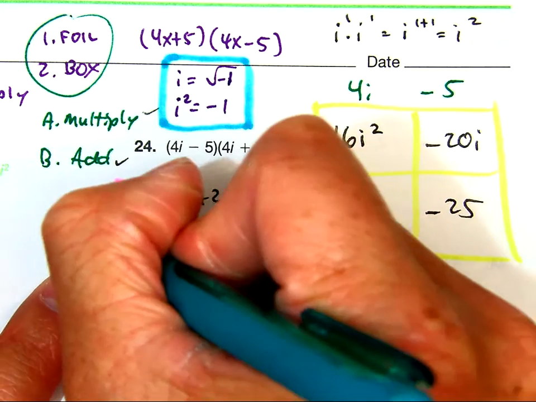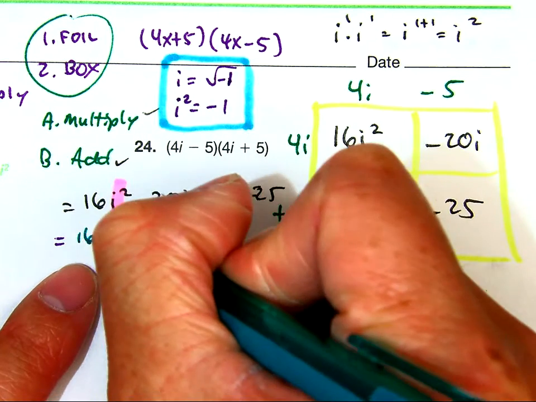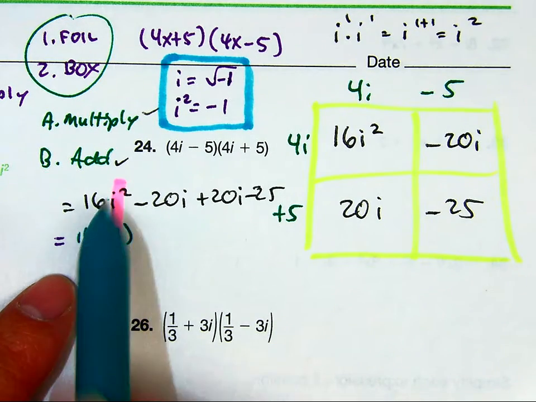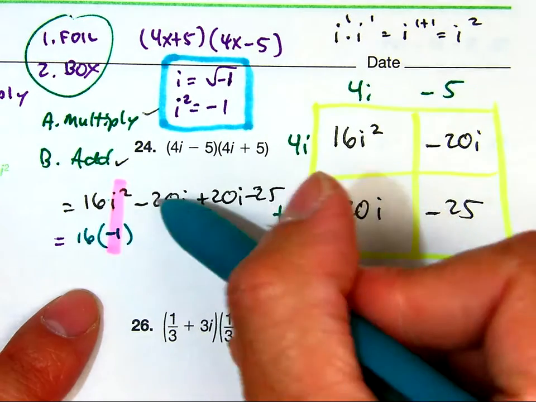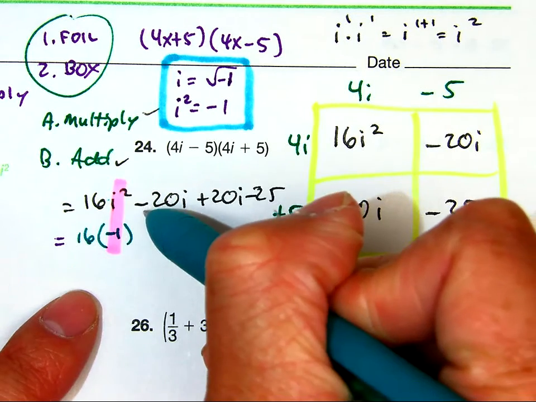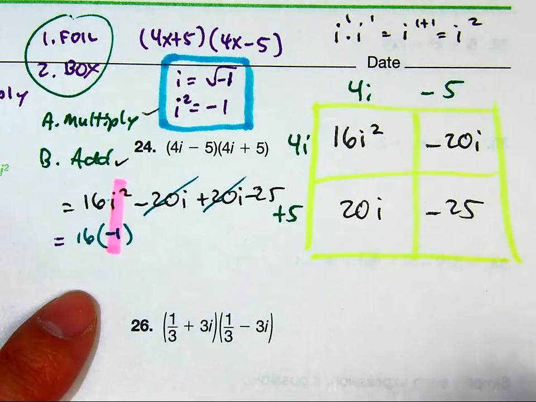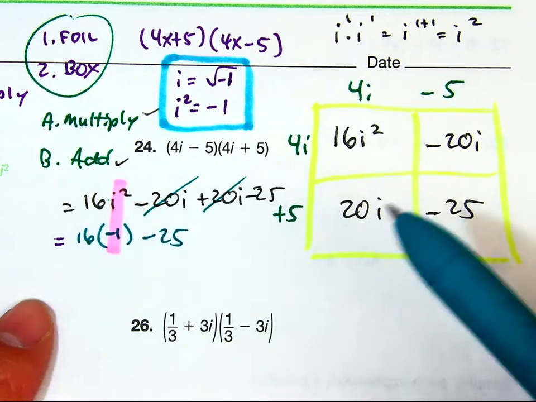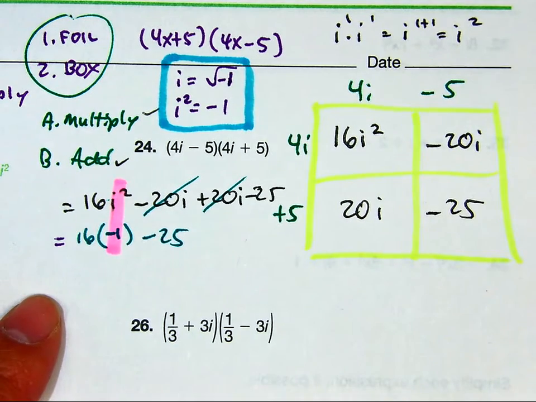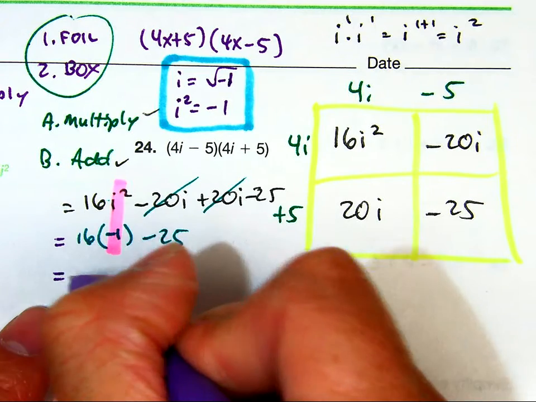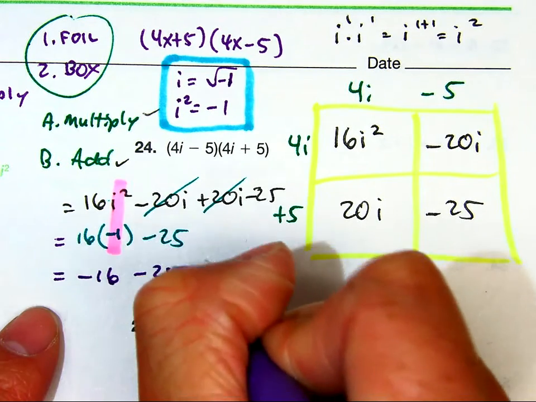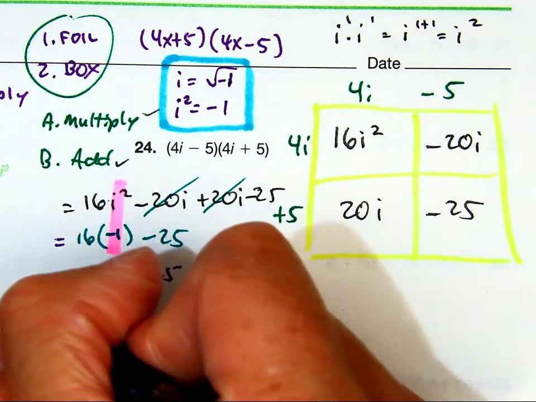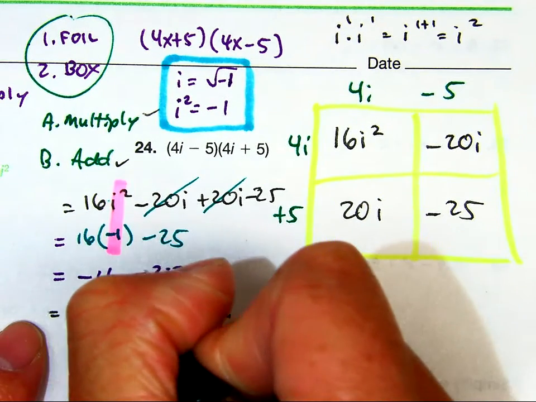So I'm going to write 16 times negative 1. Remember, this is not subtraction because you have multiplication here. Negative 20i and a positive 20i, when I cancel these, this equals 0i. And then I have the minus 25. So 16 times negative 1 is negative 16. Negative 16 minus 25 equals negative 41.